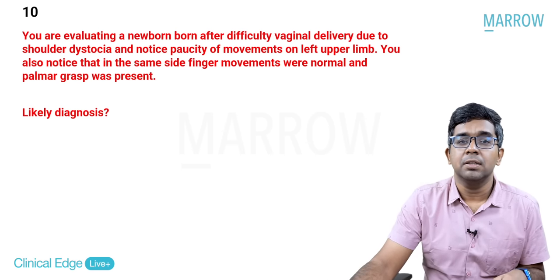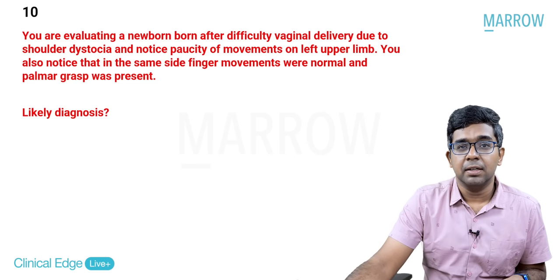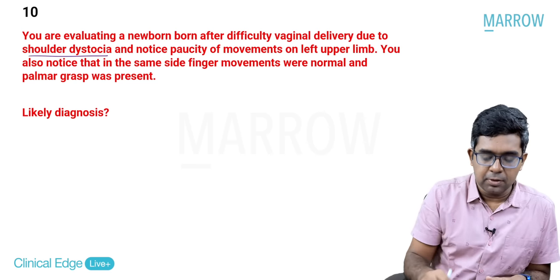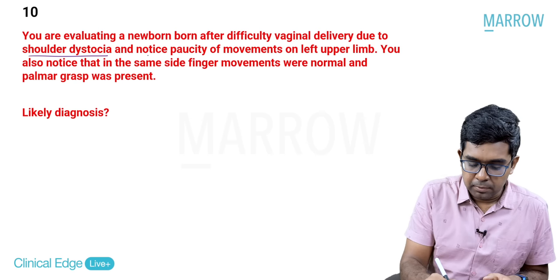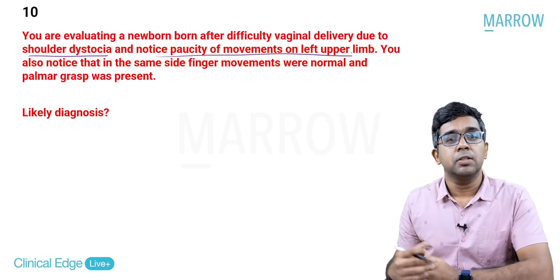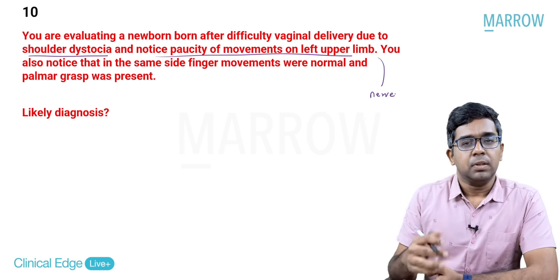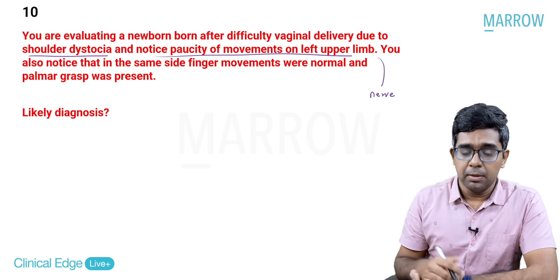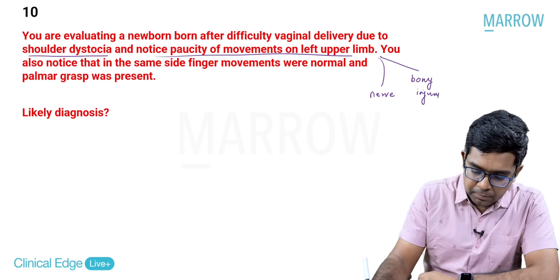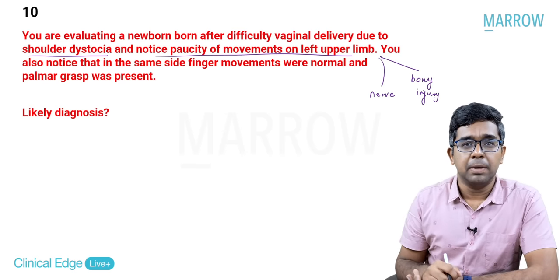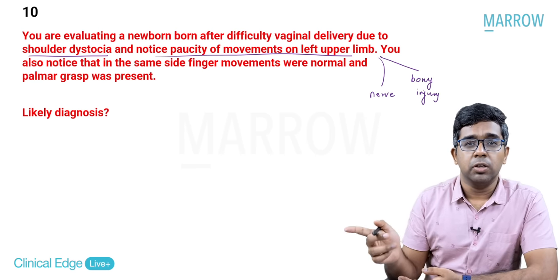You have to take into consideration the clinical features as well as what happened to the baby at the time of birth. Remember, it's a difficult delivery and it was a shoulder dystocia. That is a history which is already given. Along with that, the baby is also having decreased movements of the upper limb. Whenever you notice paucity of movements in one limb alone, it could be due to a nerve injury, or it could be due to a bony injury, something like a fracture or dislocation in the bones of the upper limb. That's why the baby is not moving the upper limb. So these could be the two possibilities, either a bone injury or a nerve injury.